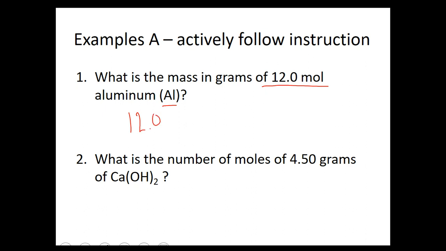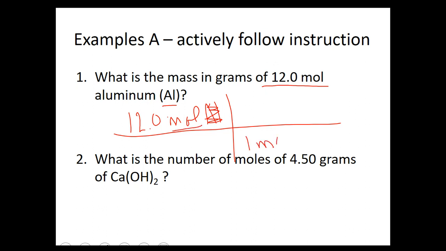12 moles of aluminum. And for right now, it's not super important if you tell me what it is. Later on, when we do molar ratios, it will be, but for right now, if you don't want to write aluminum, that's okay, but you do need to write moles so that I know that 1 mole has to go down here diagonal in order for those moles to cancel.